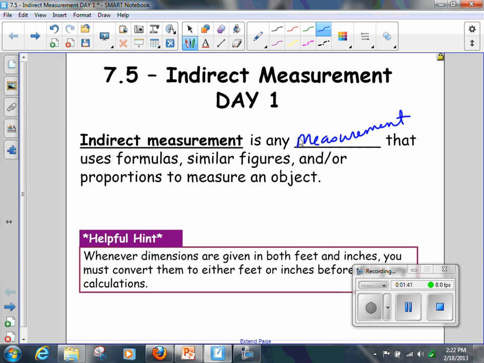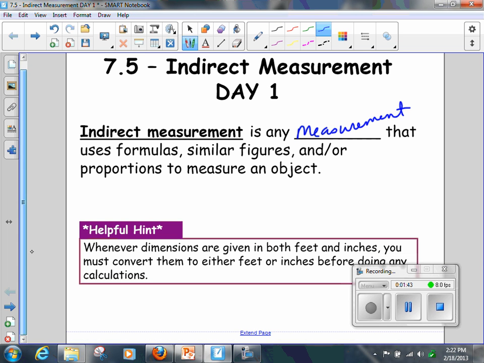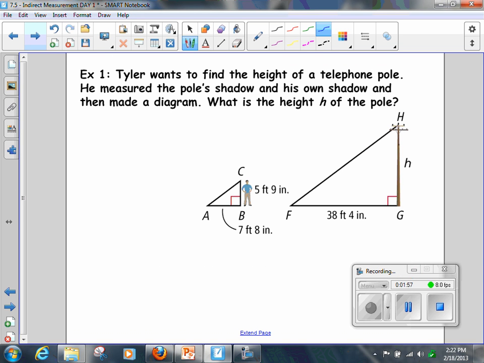Now, here we go. It says, whenever dimensions are given in both feet and inches, you've got to convert to either inches or feet. It has to be one dimension or the other. You cannot have two different units of measurement, okay? Now, this is very simple.